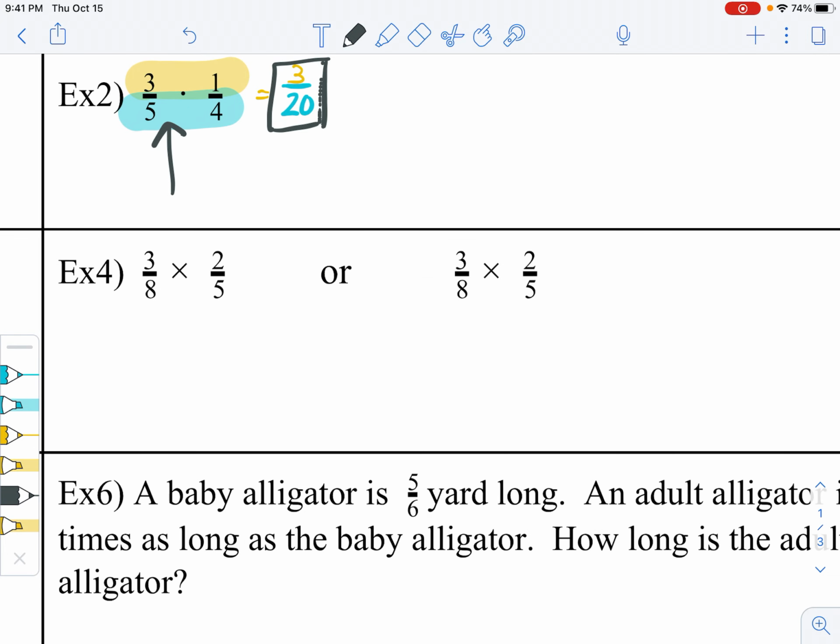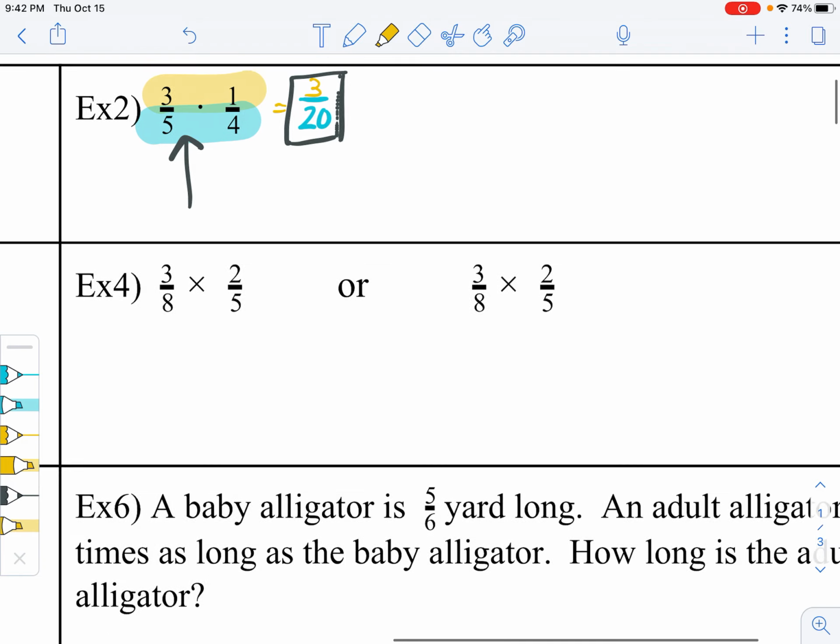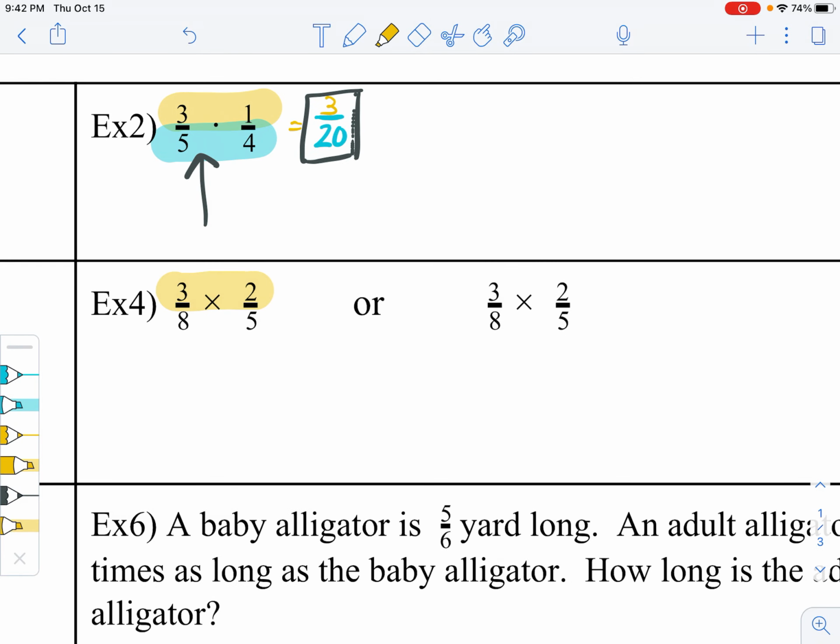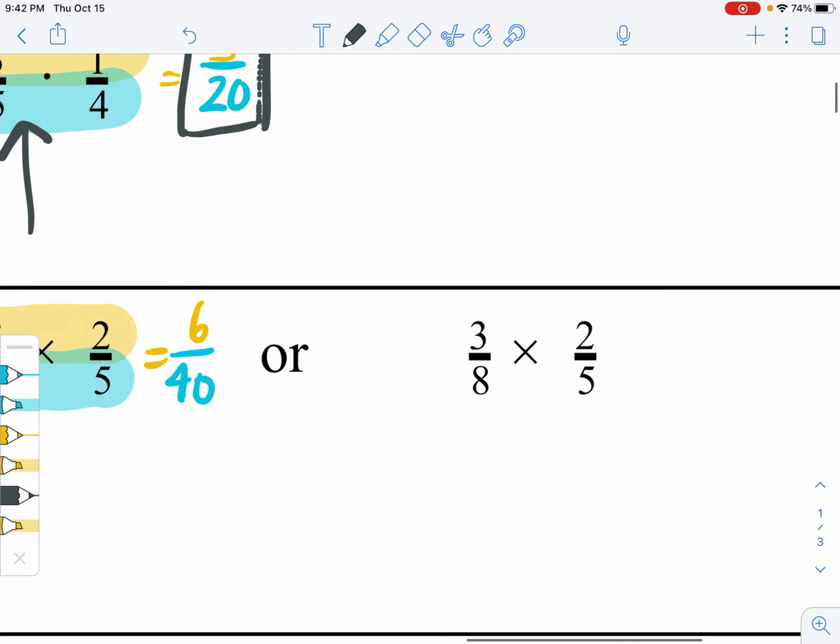In example 4, we're going to do the same question twice. The first way we're going to do it is the way that we have just been doing it. 3 times 2, which is 6, and then 8 times 5, which is 40. Now remember, our fractions must always be in simplest form. So 6 over 40 can be reduced. We can simplify this by dividing by a number that goes into both of these numbers. So 6 and 40 are both divisible by 2. So I'm going to divide by 2 on both of them. And we get 6 divided by 2 is 3, and 40 divided by 2 is 20. So our final answer there is 3 over 20.